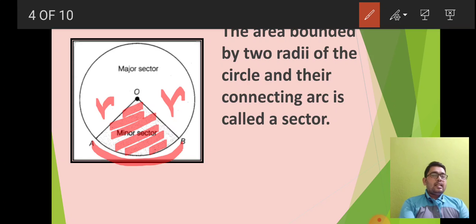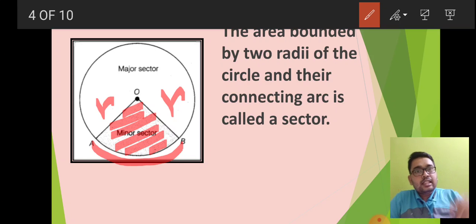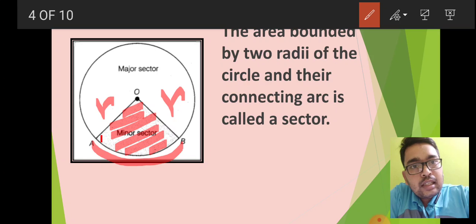In the sector also, there are two types of sector, the major sector and the minor sector. So what is major sector and what is minor sector? For that you need to understand what is the major sector. The sector which contains the major arc is known as the major sector. Like if you see here the remaining part, from here to here, it is the major arc.